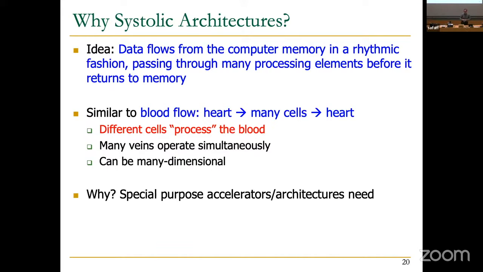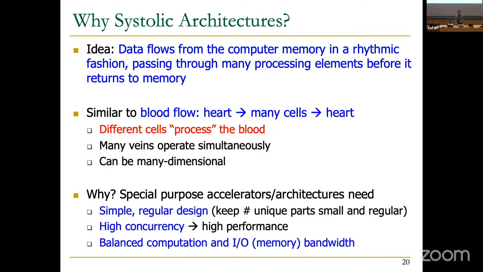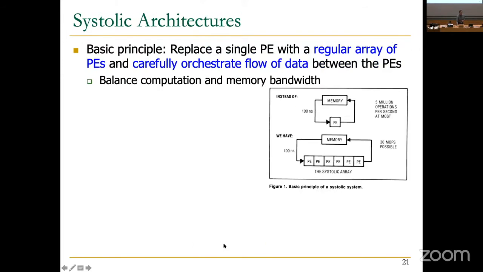So why is this good? Because special purpose architectures need what we have discussed earlier: simple and regular design, high concurrency, and balanced computation and I/O bandwidth. So the basic principle is to replace a single processing element with a regular array of processing elements and carefully orchestrate the flow of data between the processing elements to balance computation and memory bandwidth. We're going to see this carefully orchestrated flow of data. You'll also see it in your homework. You need to input the data at the right times.